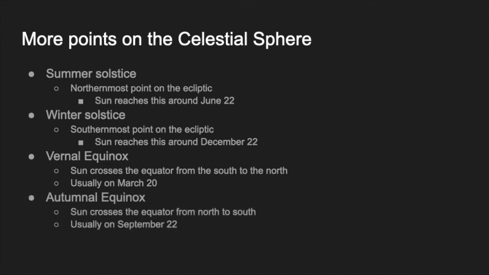The autumnal equinox is the opposite, when the sun crosses the equator from the north to the south. So when the sun goes from below the equator to above, that is vernal. When it goes from above to below, that is autumnal or fall equinox. And that usually happens on September the 22nd.